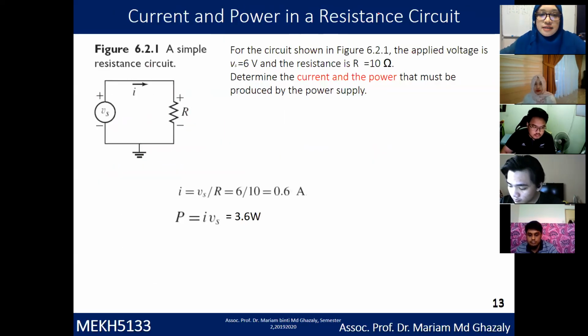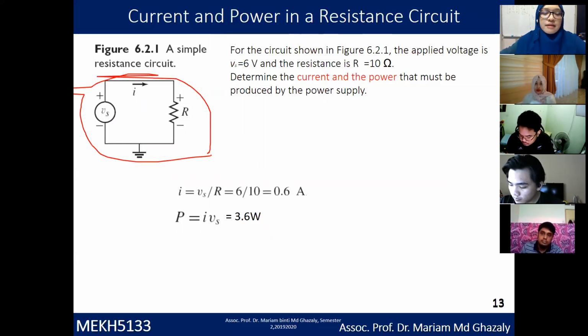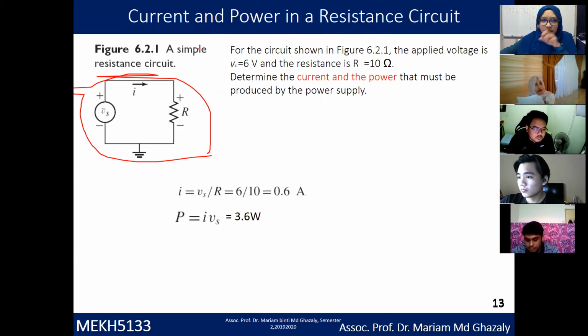So we go to the first example, current and power in a resistance circuit. This is a simple example of one loop. For the circuit shown in figure 6.21, all of the examples are given in figure 6.21. It's actually referring to the dynamic mechanism book. So if you're borrowing the book, then you can refer to it. It has more detailed explanation.